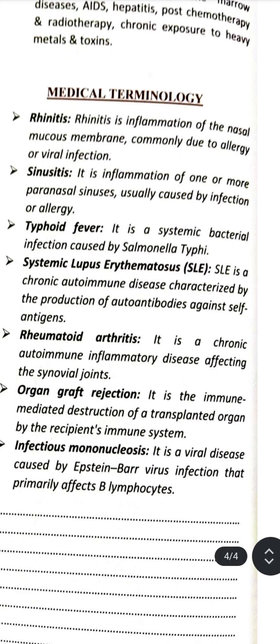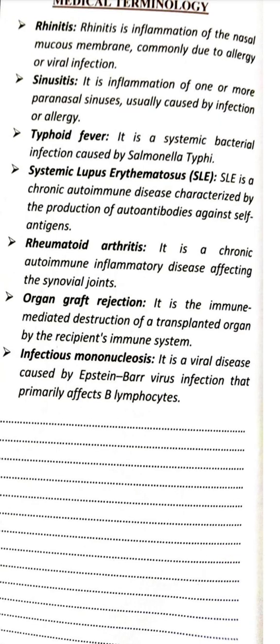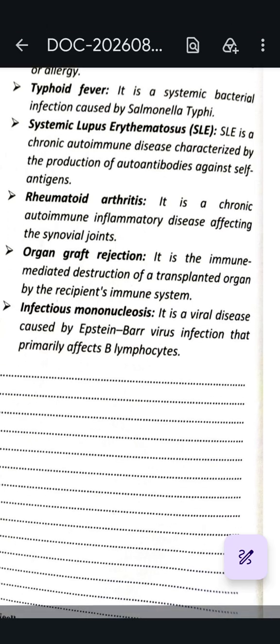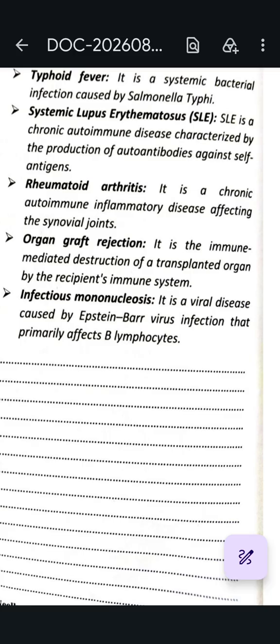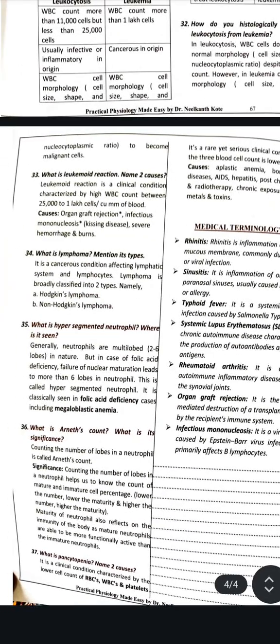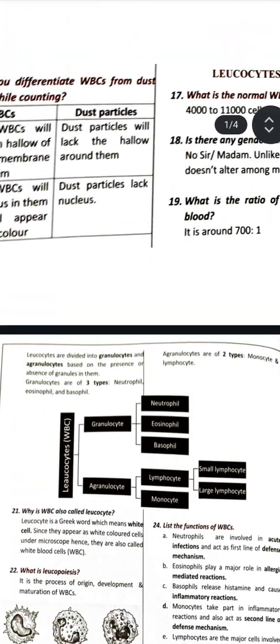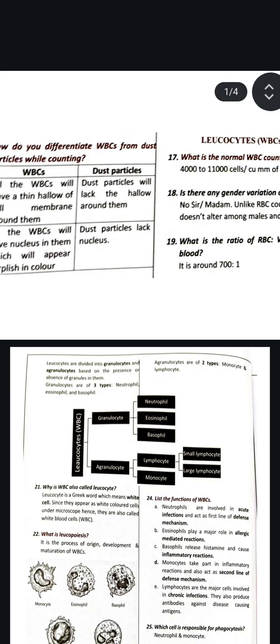So these are some medical terminologies. Rhinitis is inflammation of the nasal mucous membrane, commonly due to allergy. Sinusitis is inflammation of the paranasal sinuses. Typhoid fever is a systemic bacterial infection caused by the bacteria Salmonella typhi. SLE is a chronic autoimmune disease characterized by the production of autoantibodies against self-antigen. Rheumatoid arthritis is a chronic autoimmune inflammatory disease affecting the synovial joints. Organ graft rejection is the immune-mediated destruction of a transplanted organ by the recipient's immune system. Infectious mononucleosis is a viral disease caused by the Epstein-Barr virus infection that primarily affects the B lymphocytes.